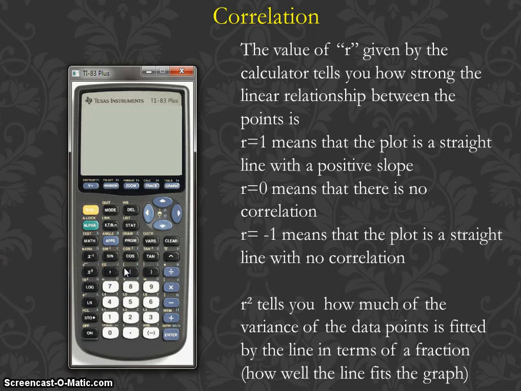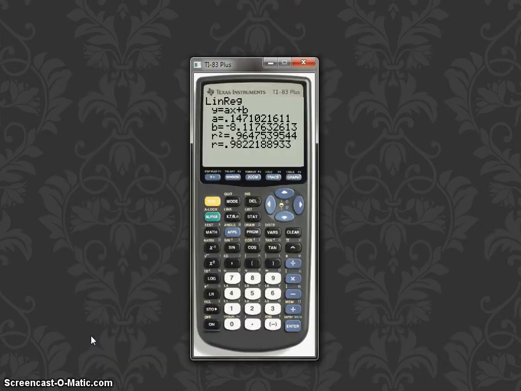R is given as a value between 1 and -1. The closer R is to 1, the closer the graph is to being a straight line with a positive slope. The closer R is to -1, the closer the graph is to being a straight line with a negative slope. If R is close to 0, the graph has no correlation. R squared tells you basically how well the line fits the graph.